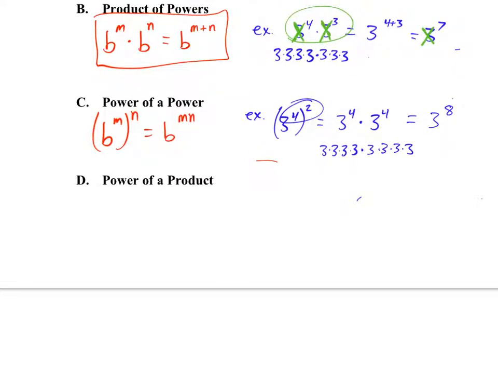The power of a product. By that, they're doing something like this. 3 times 4 to the second power. And you could try to reason through this a couple ways. Do you agree that's going to be 3 times 4 times itself?